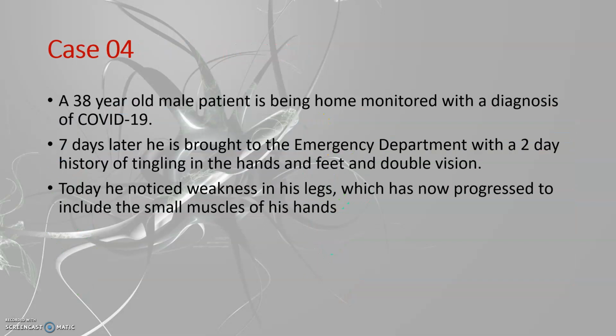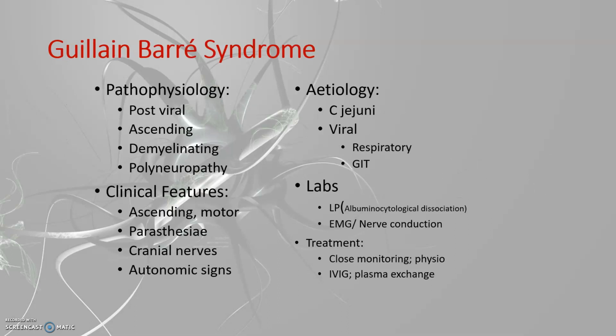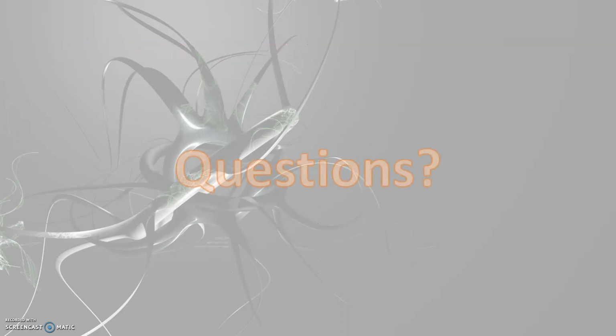Our final case is a 38-year-old male with COVID-19 who develops tingling of his hands and feet and then a progressive weakness of his limbs. This, of course, is Guillain-Barré syndrome, which we talked about before. We need to know a little bit about the pathophysiology, etiology, clinical features, investigations, and treatment of this condition. So if you have any questions, we can discuss them in class.